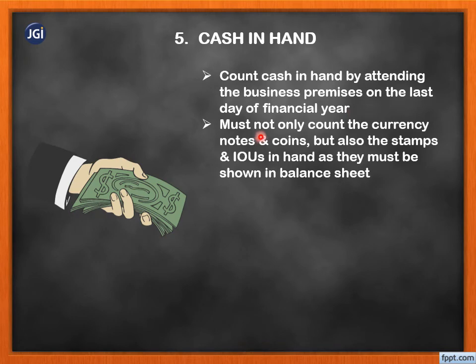He should not only count the currency notes and coins, but also the stamps and IOUs. Here IOUs means I owe you, that is the receivables in hand, as they must be shown in the balance sheet. They form a part of cash balance which is to be shown in the balance sheet.